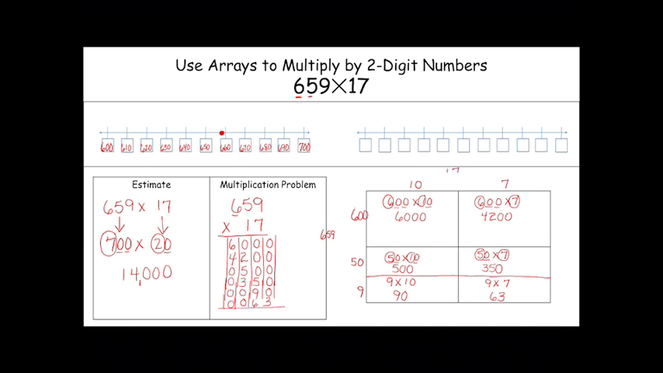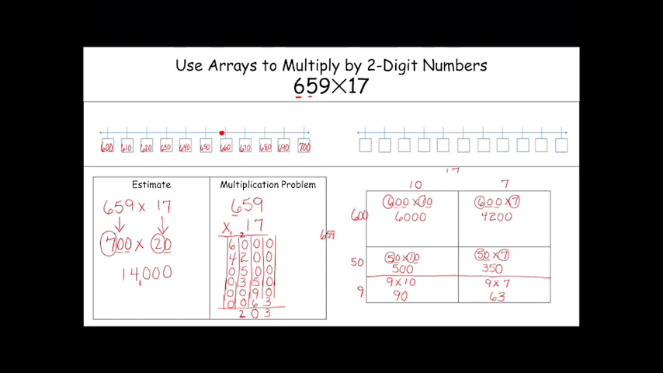Now I'm ready to add it up. 3 plus 0 is 3. 5 plus 9 is 14. 14 plus 6 is 20. 0 down at the bottom. Carry my 2 to the top. Don't forget that 2. 2 plus 2 is 4. 4 plus 5 is 9. 9 plus 3 is 12. 2 at the bottom. 1 at the top.